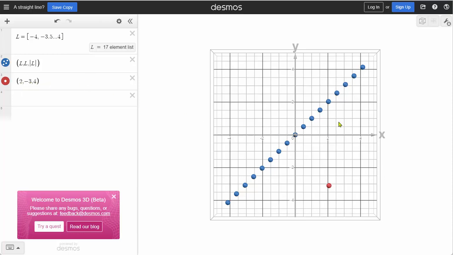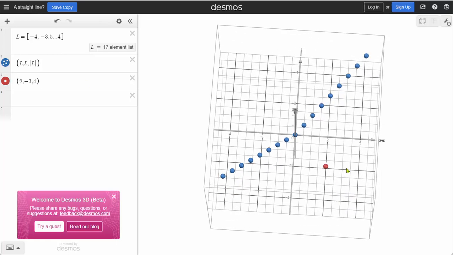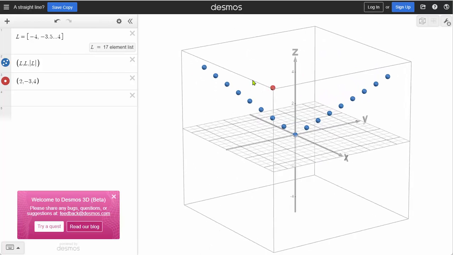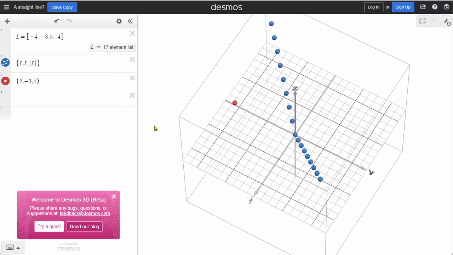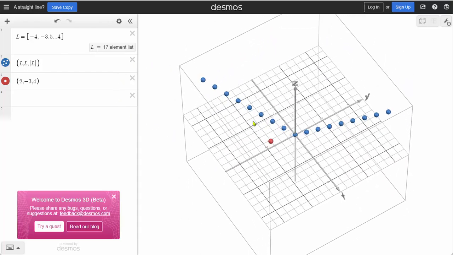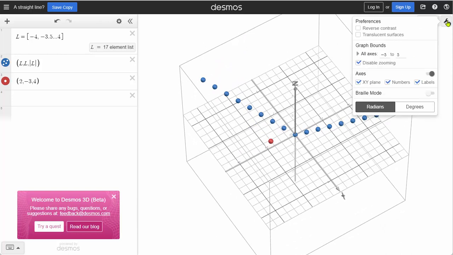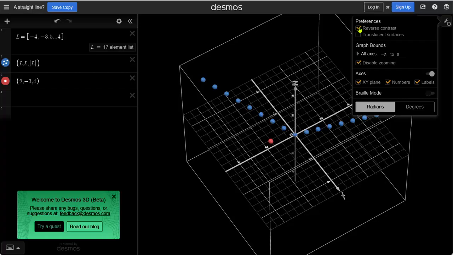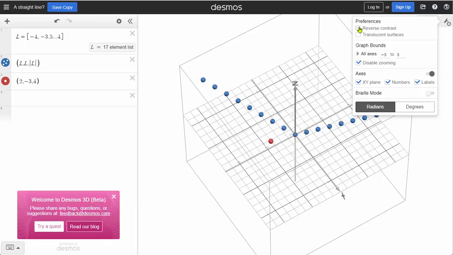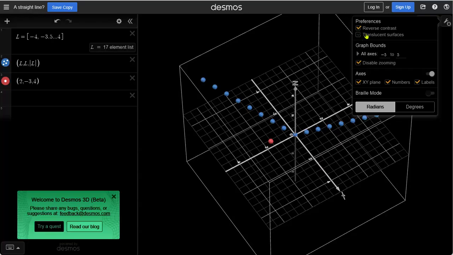By default, we're looking down on the XY plane. We can click, hold, and rotate the three-dimensional graphing surface. If we click on the wrench in the upper right-hand corner, we can reverse the contrast. We can also make transparent surfaces, but here we only have points.